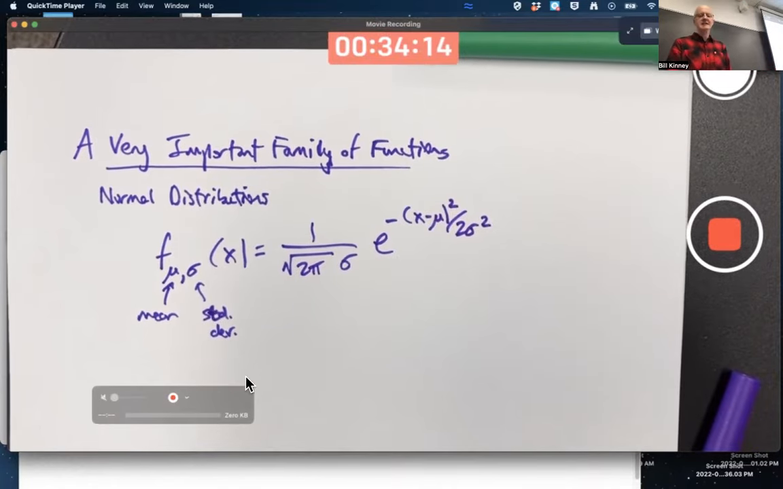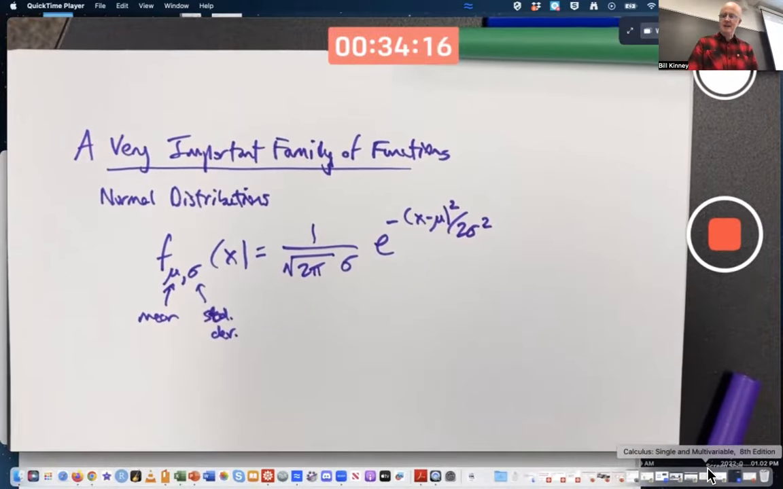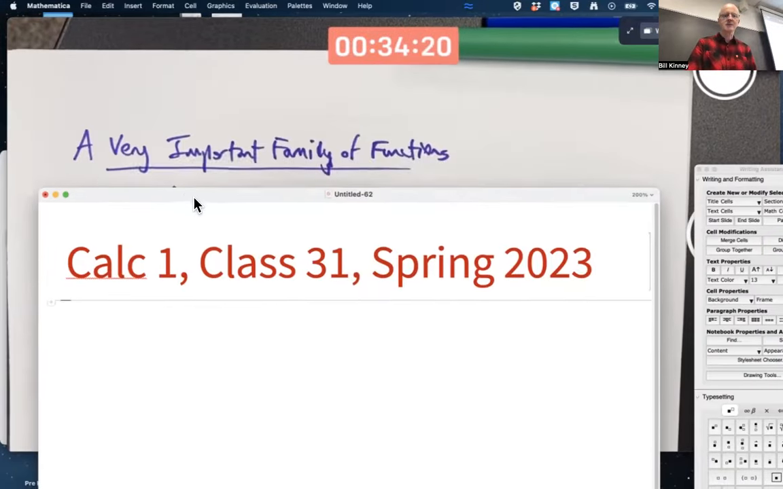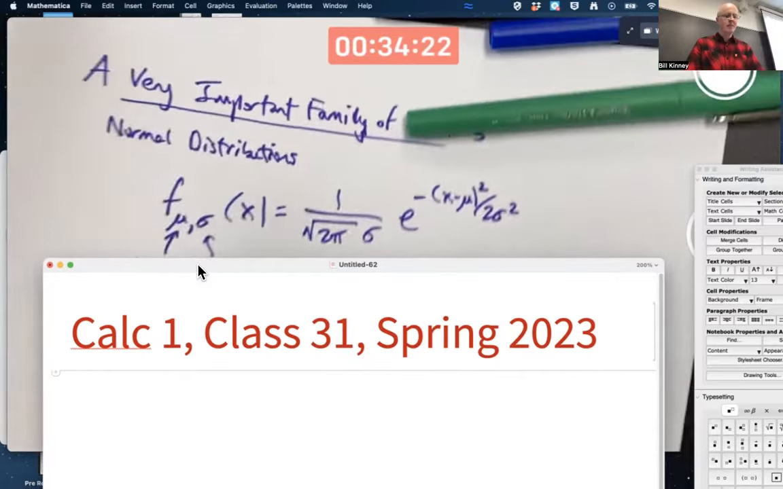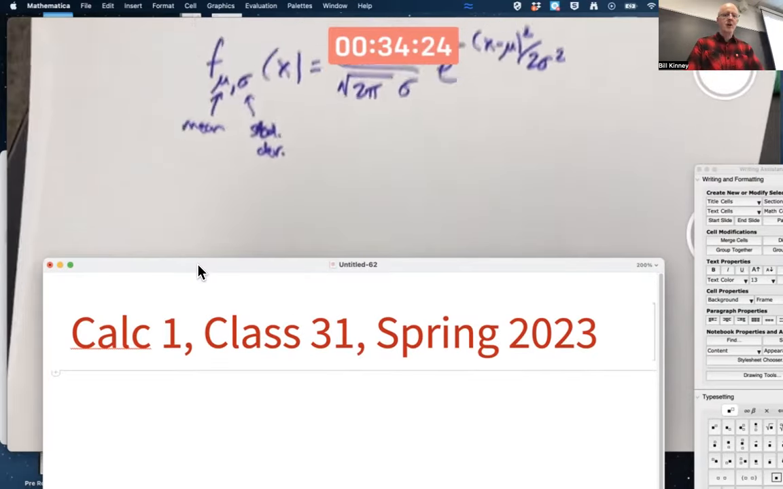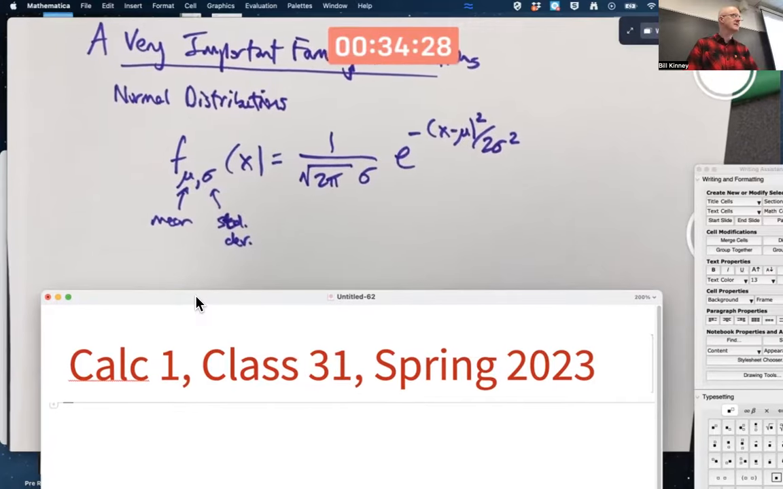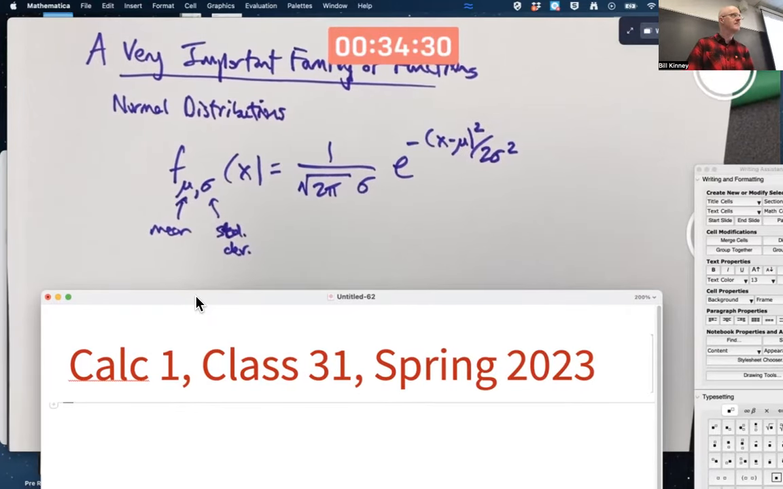All right, let's get this into Mathematica and just spend some time experimenting with it and doing calculus with it. For the families of functions portions of today's class, we're just going to use technology to save some time. But I do want you to believe you could do it by hand if you had to.